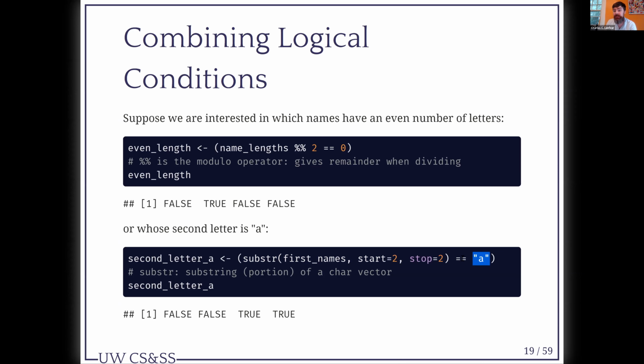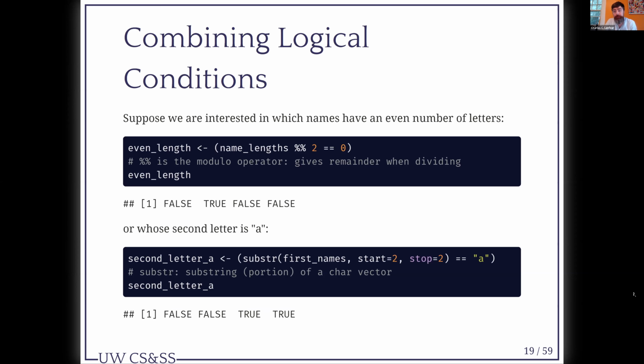I then test to see if that is equal to A. Thus, this statement over here is a bunch of falses or trues on whether the second letter of each name is an A, okay? If I display it, you'll see it is false, false, true, true. Carly and Dan have A's in the second place, okay? Makes sense? Doing some odd little operations. So we see here that even length is false, true, false, false. Second letter A is false, false, true, true.